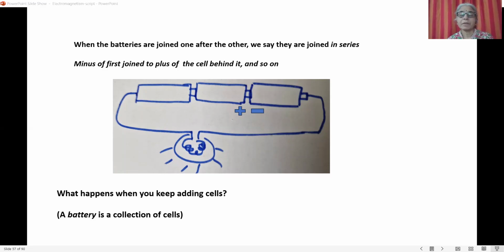So when we use one cell, we have some amount of energy. When we add cells, then there is more energy available for the bulb. So a higher current flows, the electric current increases, and the bulb glows brighter.